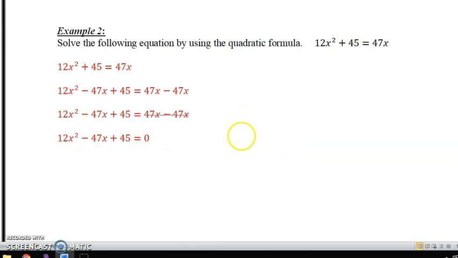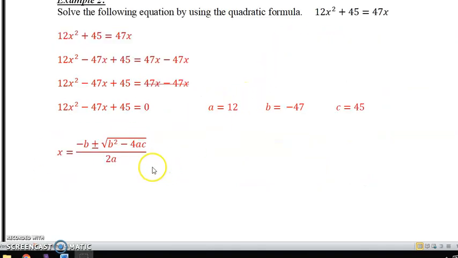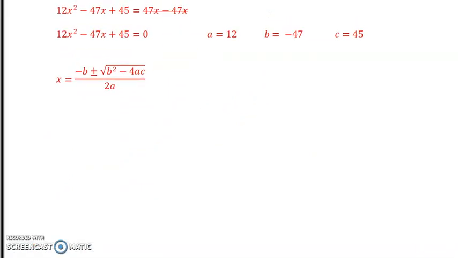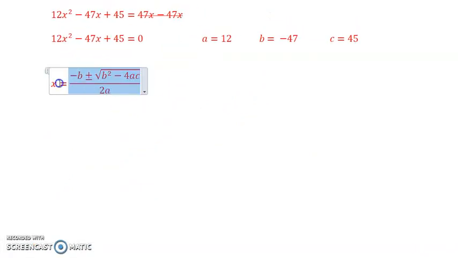So that means that we have A is equal to 12, B is equal to negative 47, and C is equal to 45. Okay? Alright, and we'll plug it in the quadratic formula. So there's the quadratic formula. We write it down. And no, you don't have to memorize the quadratic formula. It's certainly not necessary. Okay?